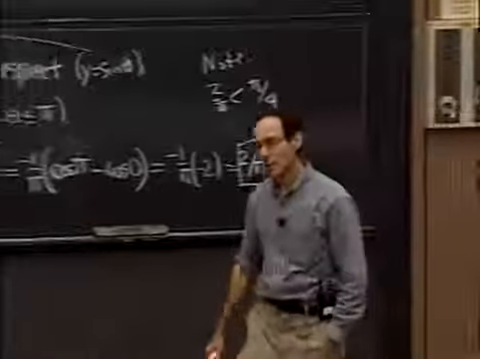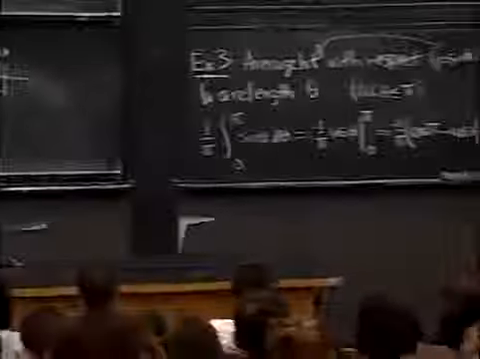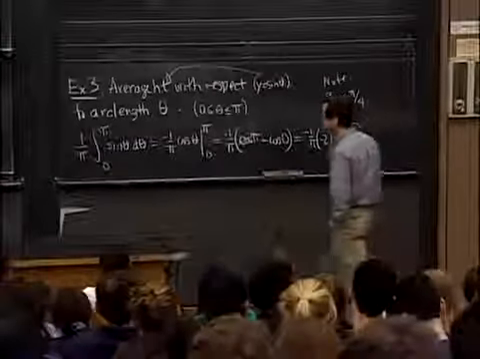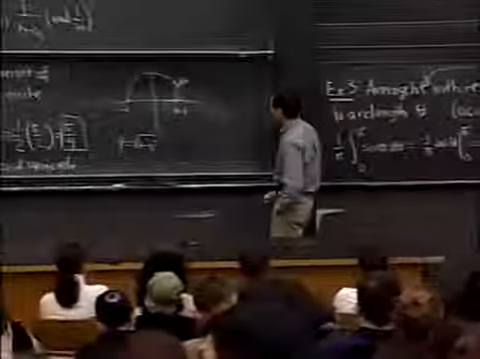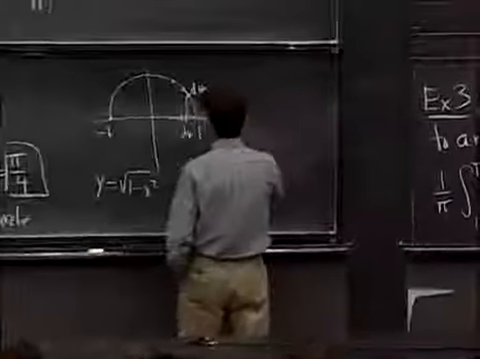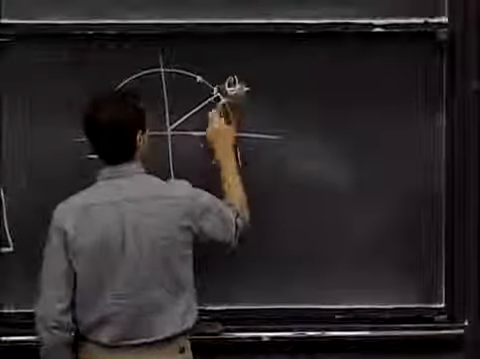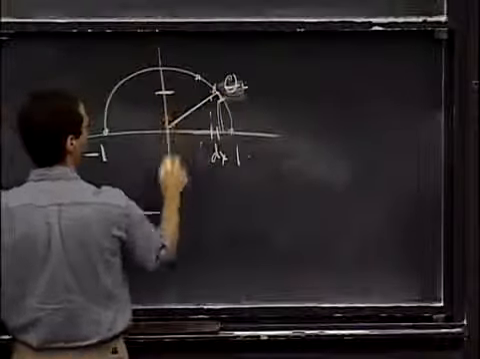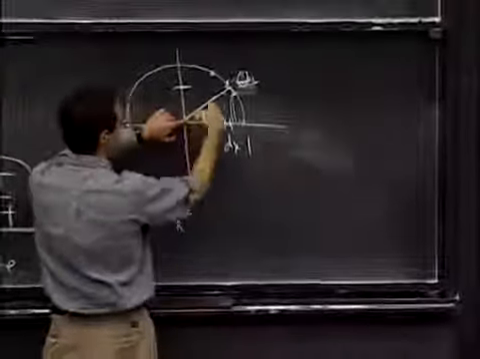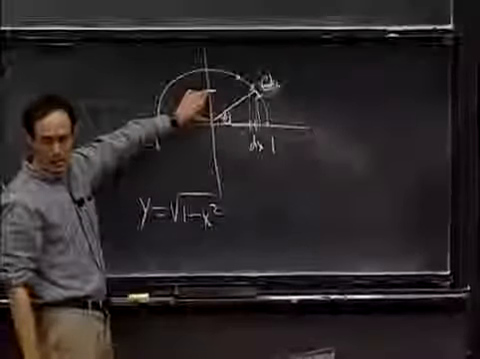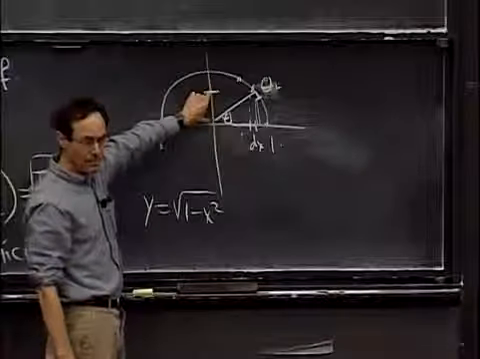Yeah, question. The question is, how did I get sine theta? And the answer is on this diagram, if theta is over here, and this is the angle theta, then this height is the sine. Okay?